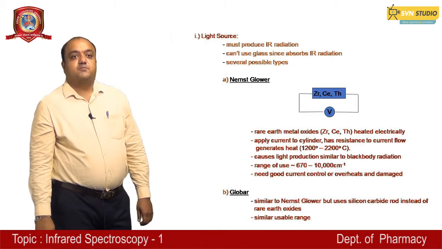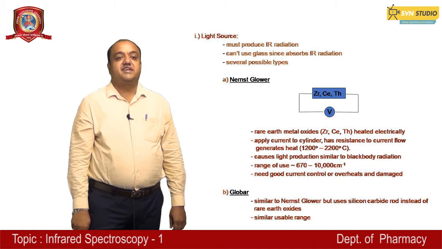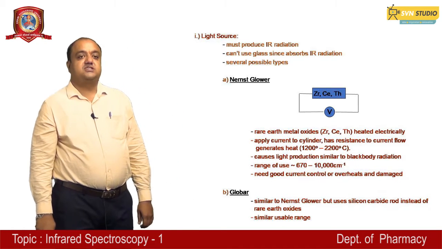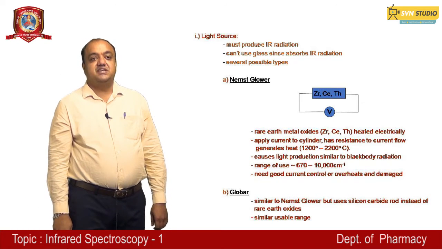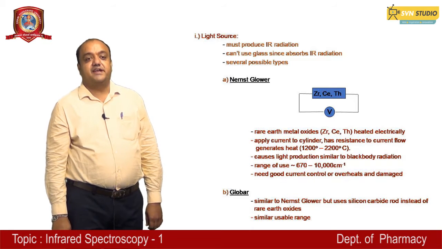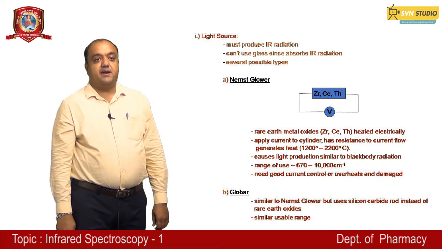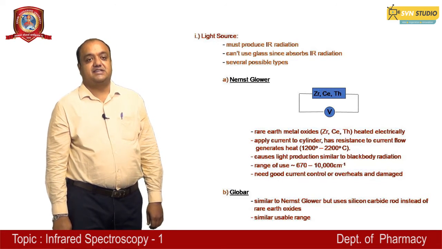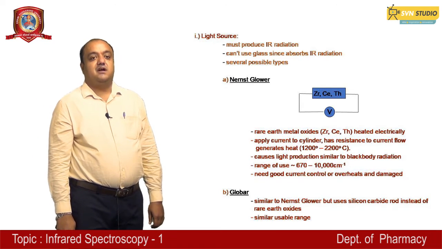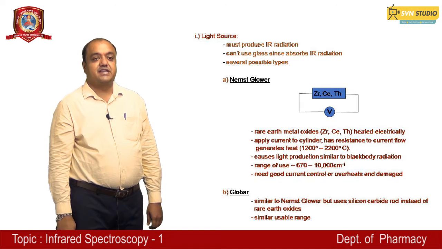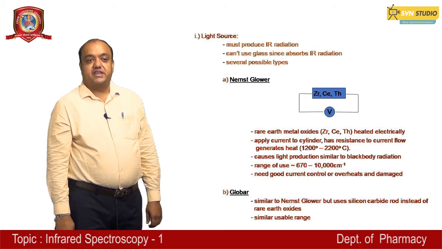Light source: it must produce IR radiation, and we can't use glass since it absorbs IR radiation. There are several possible types, like the Nernst glower, which is made of rare earth metal oxides like zirconium, cesium and thorium, heated electrically. Current applied to the cylinder meets resistance to current flow and generates heat, requiring 1200 to 2200 centigrade, and it causes light production similar to black body radiation.